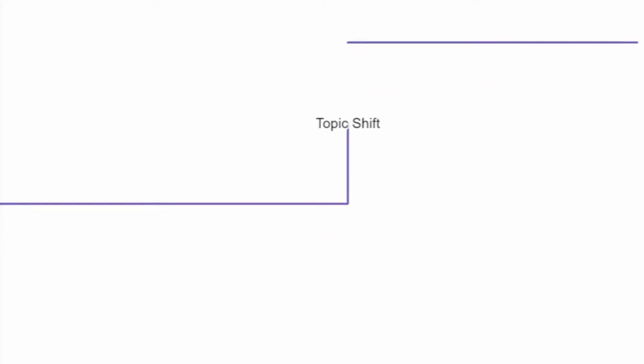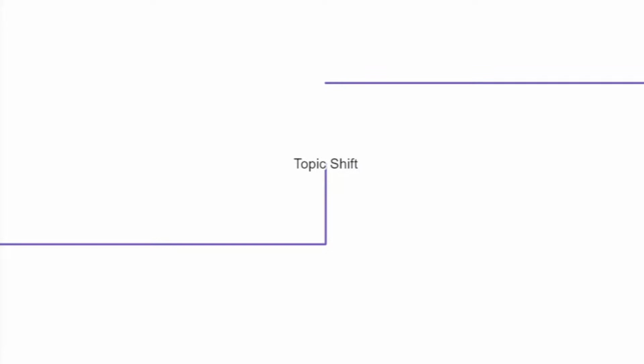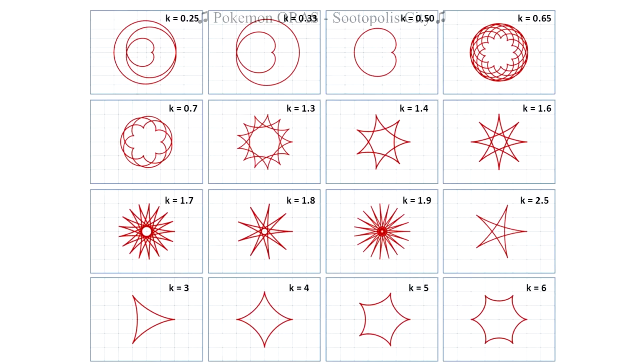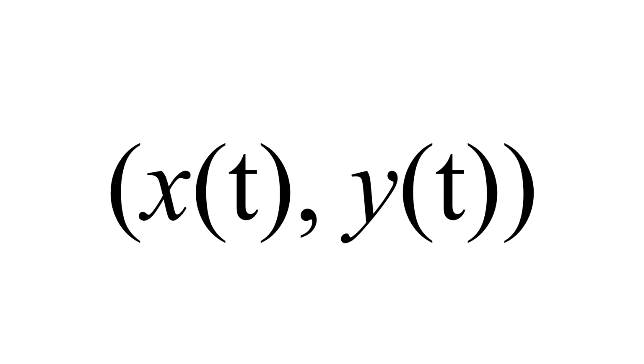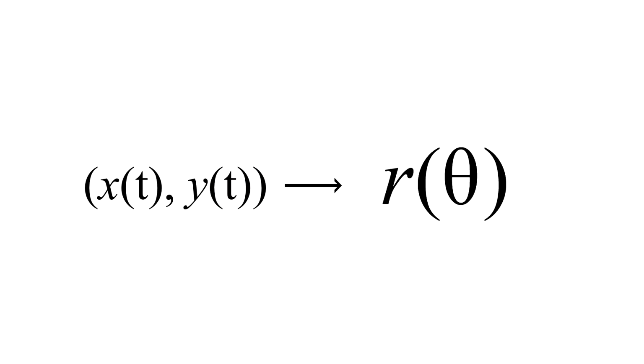This shift of topics seems abrupt. Why suddenly transition from polar to parameter? Well, that's because parameters are actually related to polar functions.